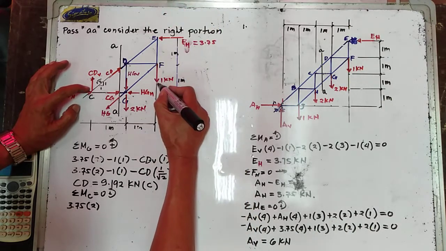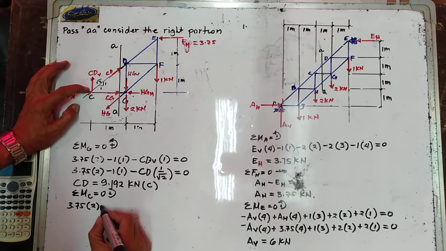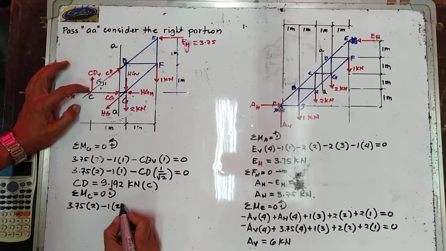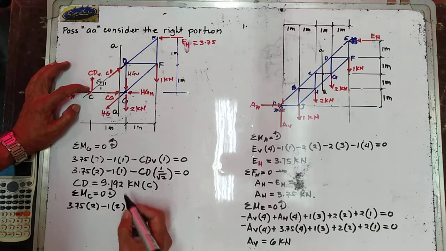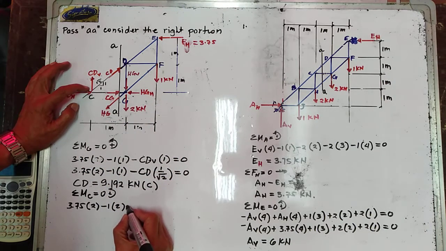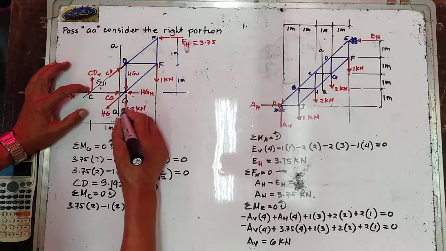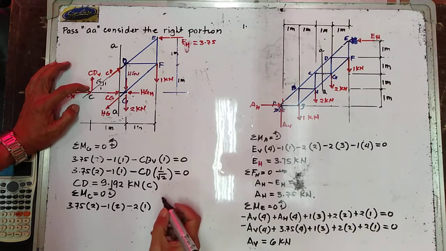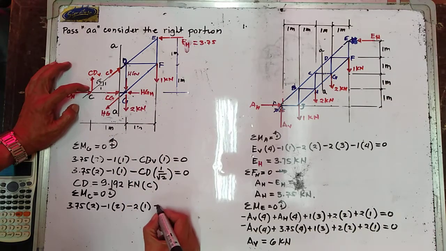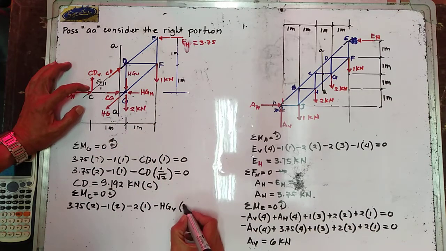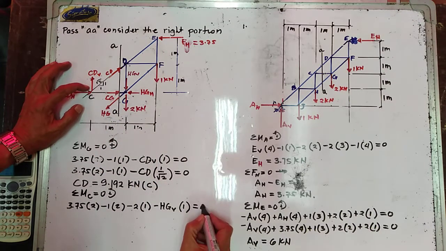You have 1 kilonewton is clockwise. So minus 1, the moment arm is 2. And then we have your 2 kilonewtons. So, clockwise, minus 2, the moment arm is 1. And then minus HG vertical, multiply this one by the moment arm, which is equal to 1. And this is equal to 0.